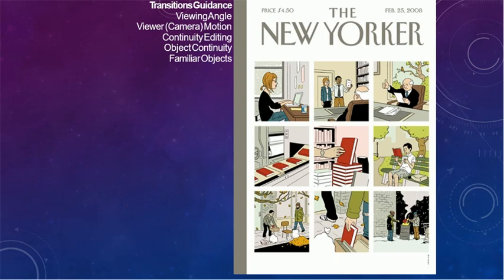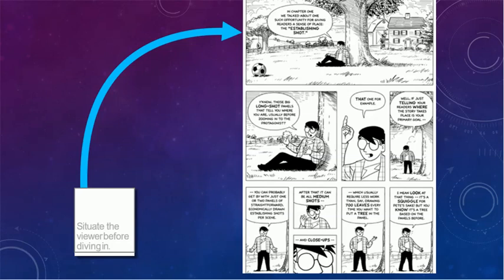And if you work on different magazine covers, you must have seen that you have to work on the angle, viewer, and camera motion. You have to work continuously on the editing. You have to work on object continuity, and on familiar objects. So the transition guidance is that you have to work on all the different things together to make any image or any visualization. Furthermore, when we make any visualization, we have to situate the viewer before diving in, and we have to know who our audience is. When you are making comics or different visualizations, or anything related to the visual design show, you have to know what your audience is and what kind they are.